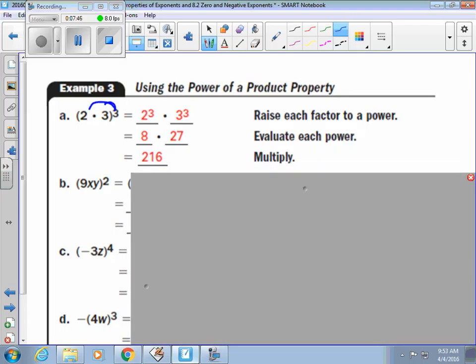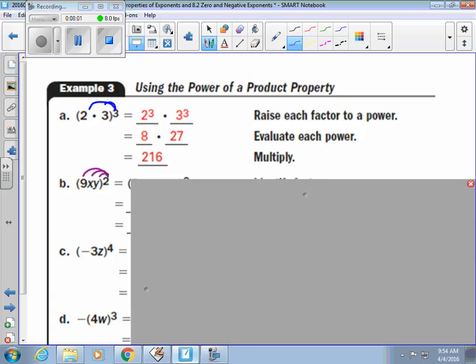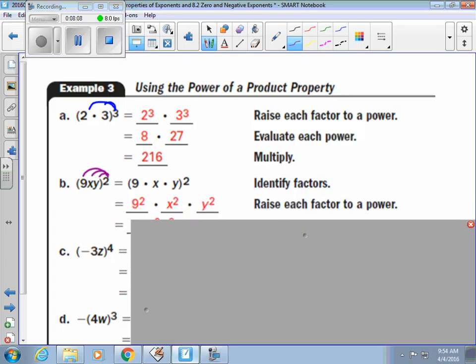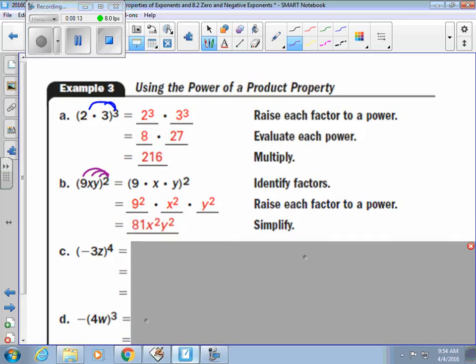Now with part b, it's a little easier to see because it's not two numbers like 2 and 3. It's a number and two different variables, x and y. 9, x, and y. Everything gets the second power. 9 gets the second power, x gets the second power, y gets the second power. So 9 times x is just separating it on that step, times y to the second power. Again, everything gets the second power. So 9 squared is 81. There's nothing you could do with x squared because you don't know what x is. And there's nothing you can do with y squared because you don't know what y is. 9 squared, though, is 81.